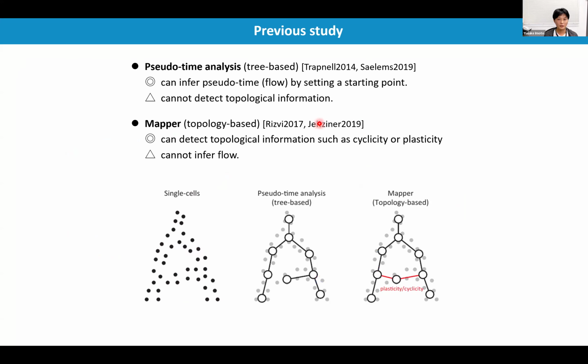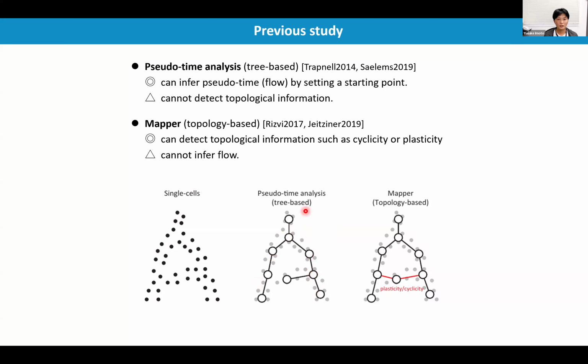As previous studies of trajectory inference using single-cell RNA-seq data, there are mainly two types of methods. One is pseudo-time analysis, which is a tree-based method that approximates a point cloud by a minimum spanning tree. This method can infer the pseudo-time, which is a flow, by setting the starting point, whereas it cannot detect topological information. For example, in this figure, we set the starting point here. Then the next is number 1, next is number 2, number 3, and the others are number 4. This number corresponds to the time on the minimum spanning tree.